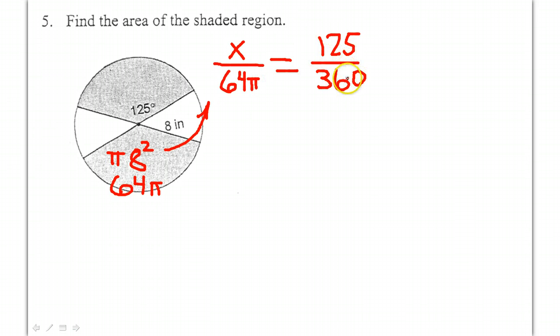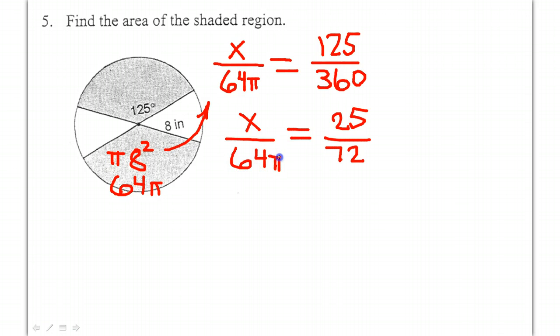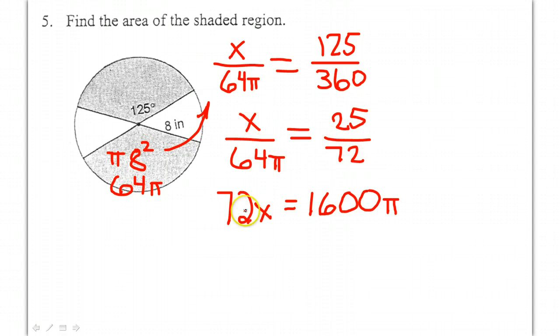I always like to reduce this fraction whenever I can. So let's see, 125 over 360. That's 25 over 72. Alright, x over 64 pi. Time to cross multiply. 64 pi times 25. That's going to give me 72x equals 1,600 pi. Don't forget the pi.